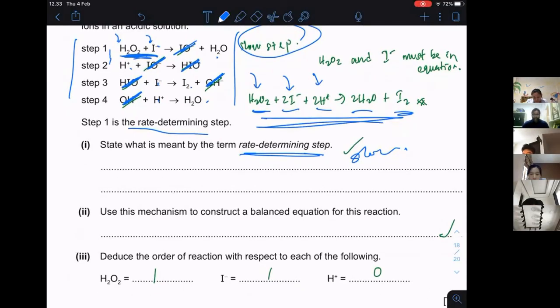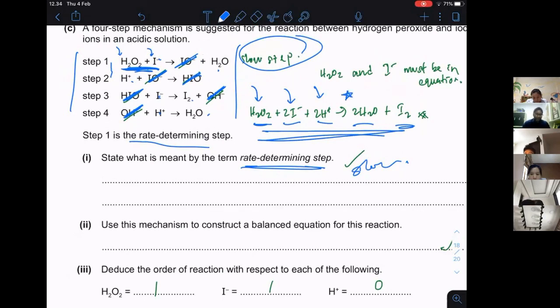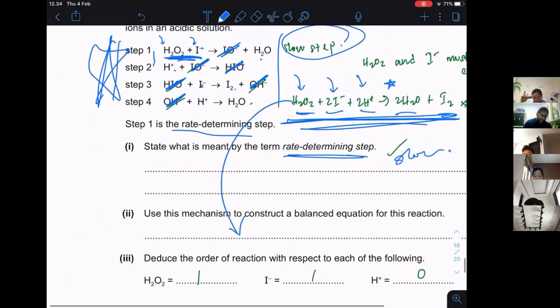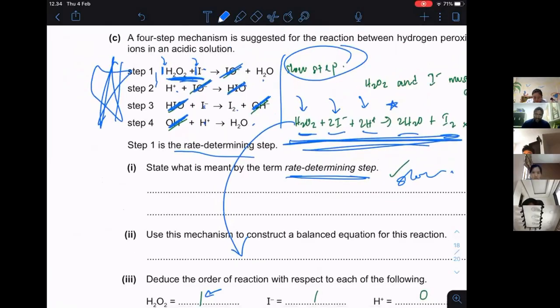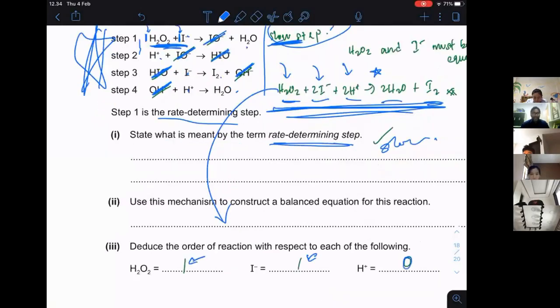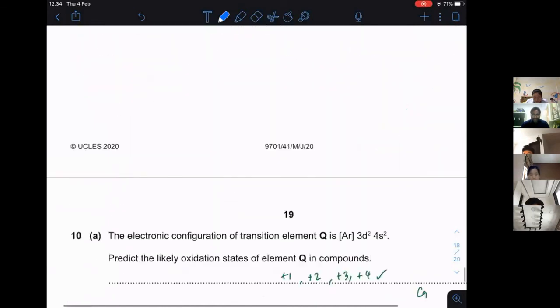Deduce the order of the reaction with respect to the following. You deduce not from the equation, please remember that. The equation is only for that. But when you deduce the order, you refer back to the mechanism. So H2O2, there's only one, so 1. I minus, that's 1. H plus didn't exist in the slow step, so automatically 0. I want you to remember this, very, very important. The rest I think are quite easy.